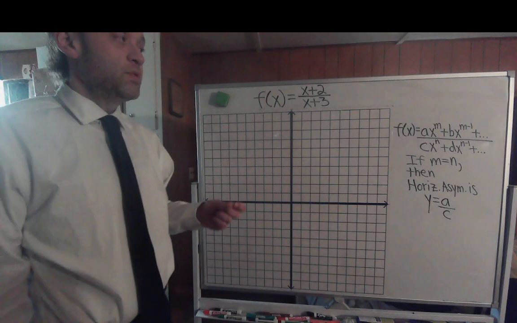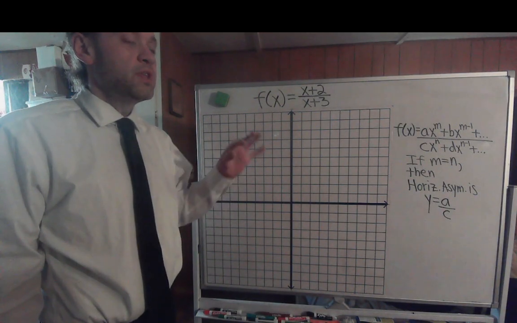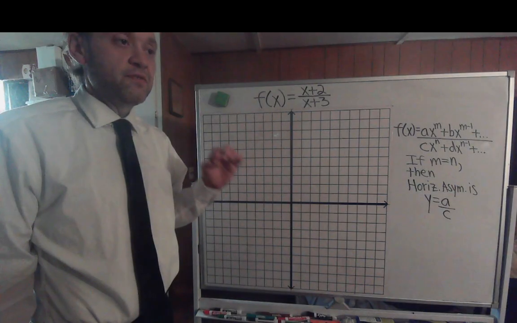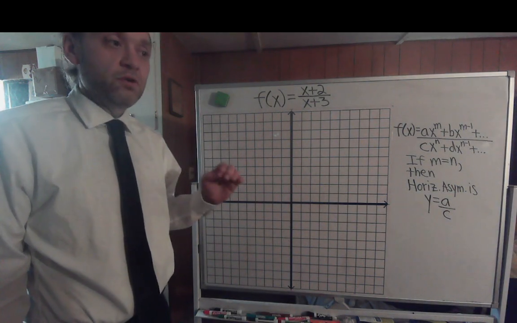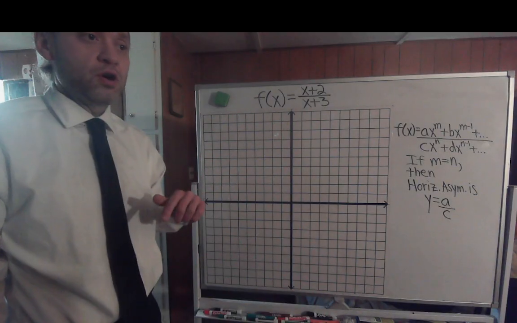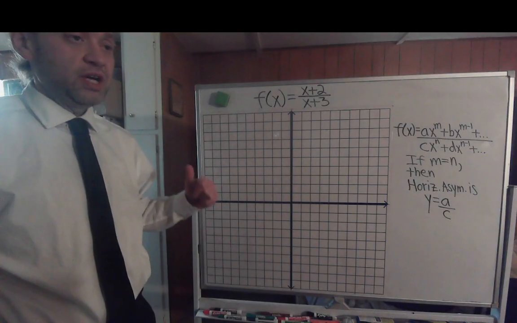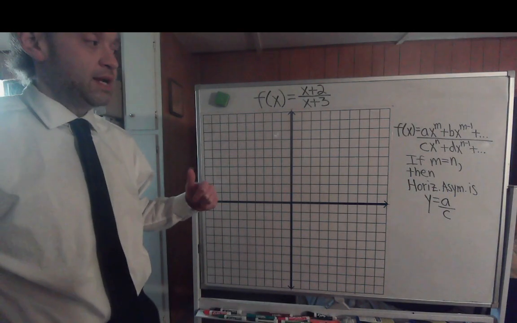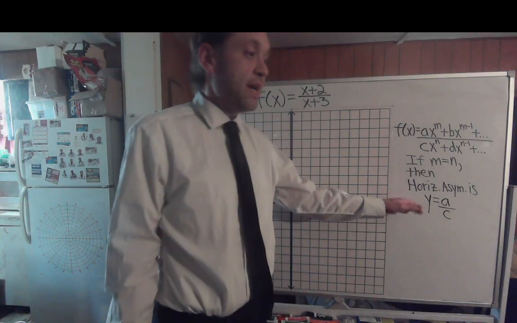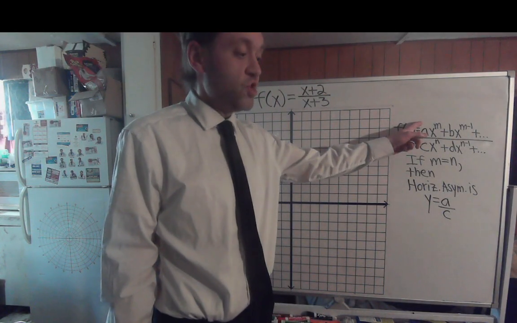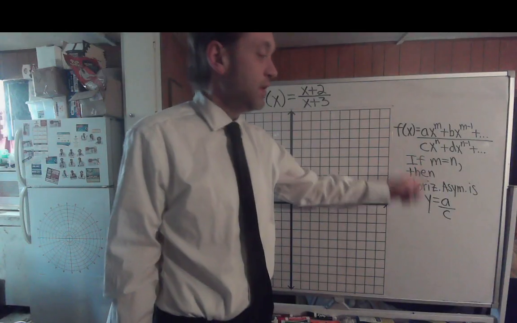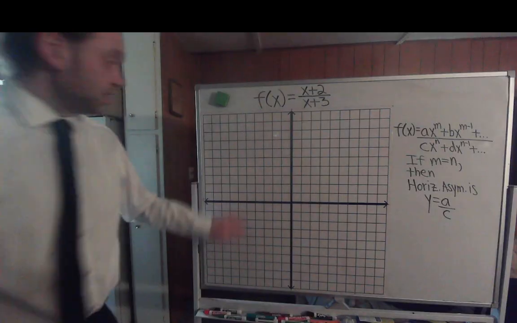So when the numerator power was less than that of the denominator, we had a default horizontal asymptote of 0. But when they're equal to each other, when the powers are equal from numerator to denominator, your horizontal asymptote is your leading coefficient of the numerator over your leading coefficient of the denominator. So let's go ahead here and get into our first example.